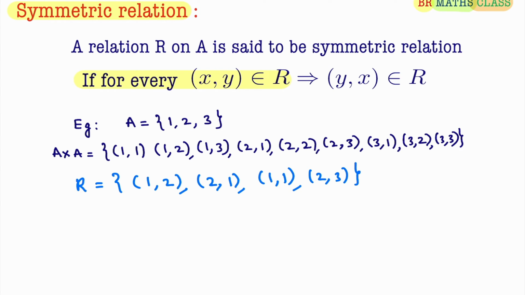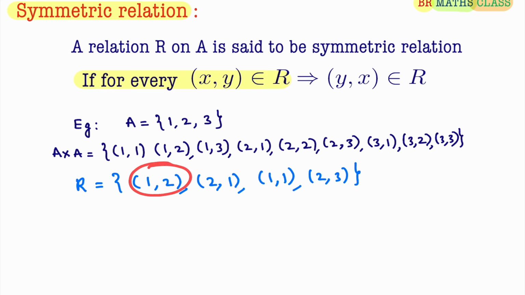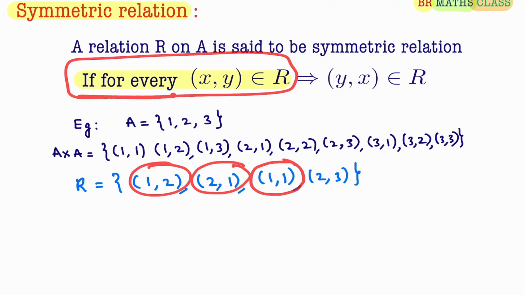One important point is that this type of element always passes the symmetric test. So whenever this type of element comes, there is no need to check the reverse order for whether (1, 1) is there in this relation or not. (1, 1), (2, 2), (3, 3), (x, x), this type of elements always pass the symmetric test. I hope you understand what I am saying, right? So this element passed the symmetric test, this element also passed, this element also passed. Like that you need to check for every pair.